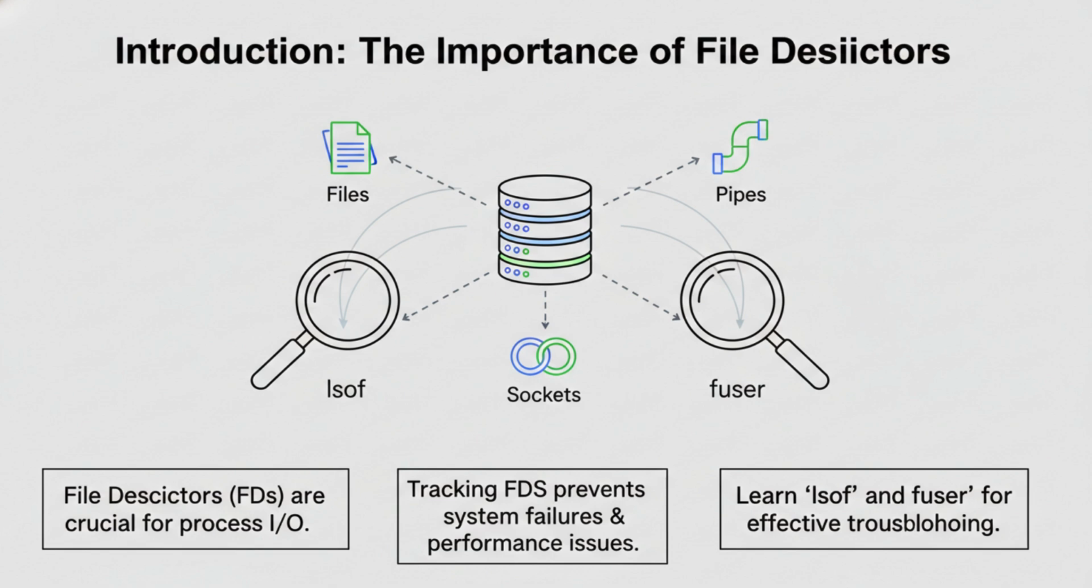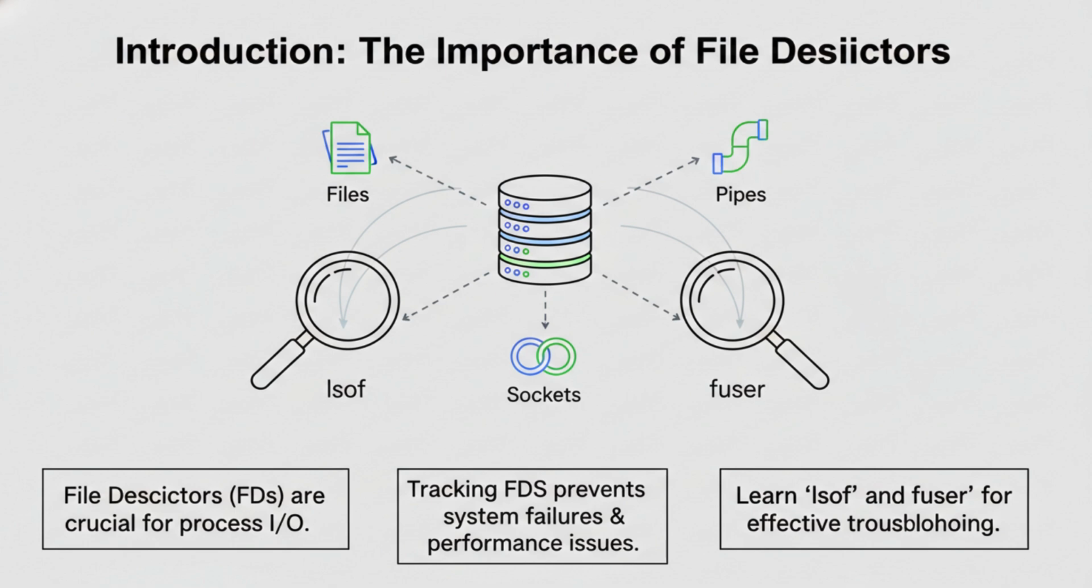Welcome to this lesson on tracking process file descriptors for troubleshooting. In the complex world of server management and application debugging, understanding what processes are doing with system resources is paramount. File descriptors, or FDs, are fundamental to how processes interact with files, network sockets, and other I/O operations. When these are mismanaged or exhausted, it can lead to critical system failures and performance bottlenecks.